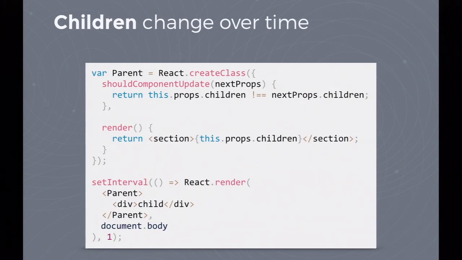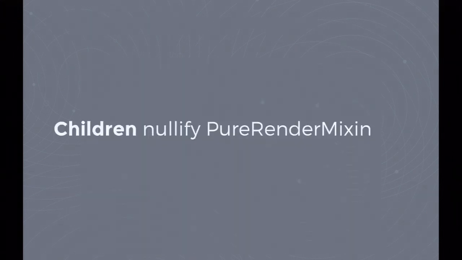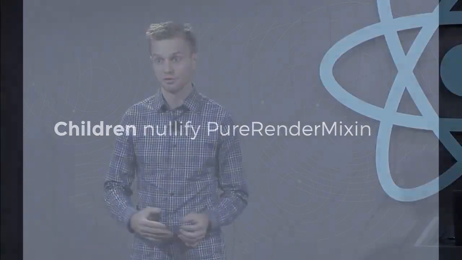It's changing. That means that children are not comparable, not the entire object. Unless maybe you have one child and it's a primitive, or you're going to compare one by one, but children aren't comparable. So when you're using pure render mixin, any hopes of wins you were getting are going to be completely voided just by virtue of having children.